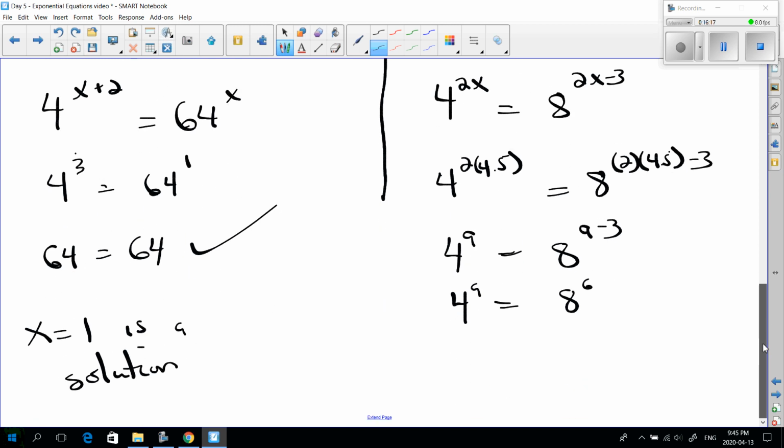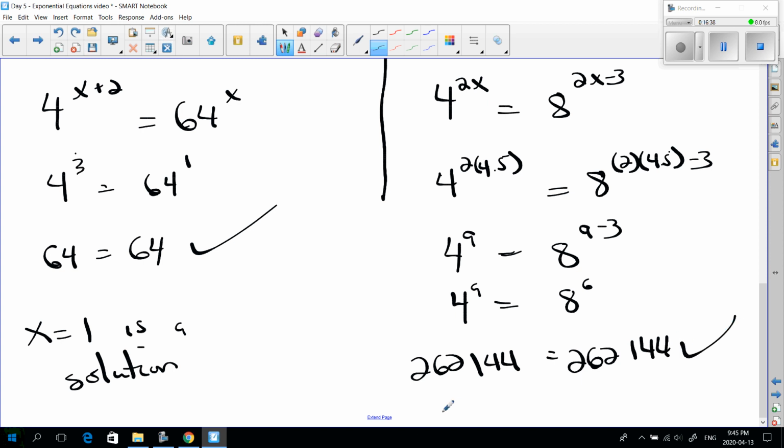4 to the 9th is 262,144, and then we'll check 8 to the exponent 6. The calculator shows the same thing, 262,144. That means x equals 9 over 2 is a solution, or x equals 4.5 is a solution. Okay, so we'll have a look at the full screen.